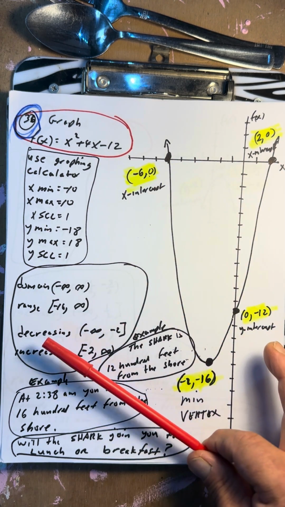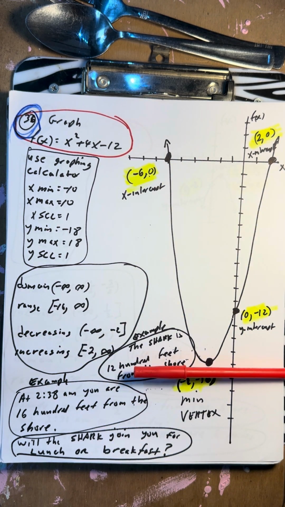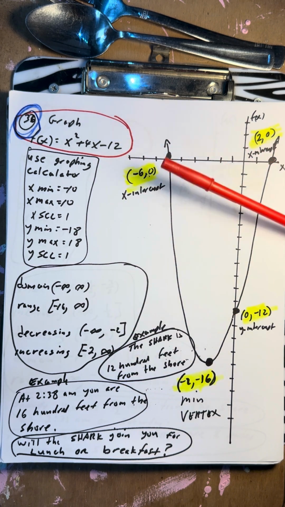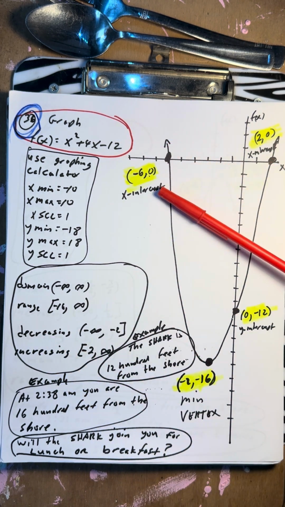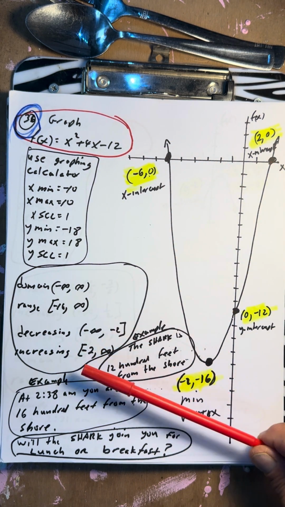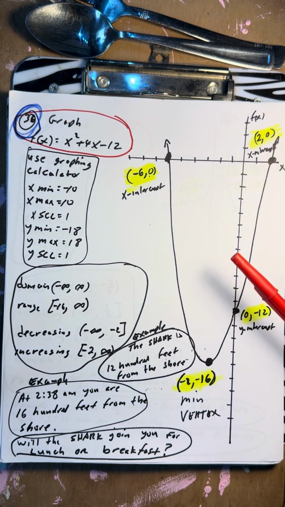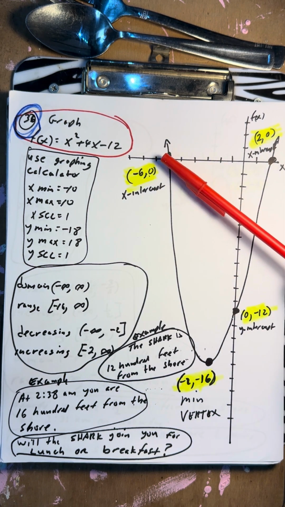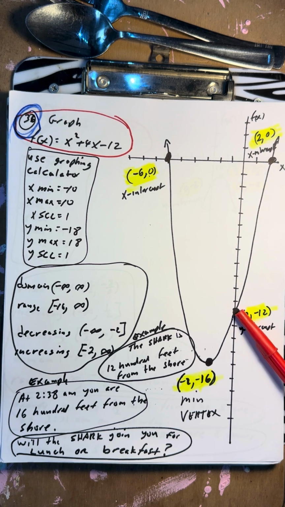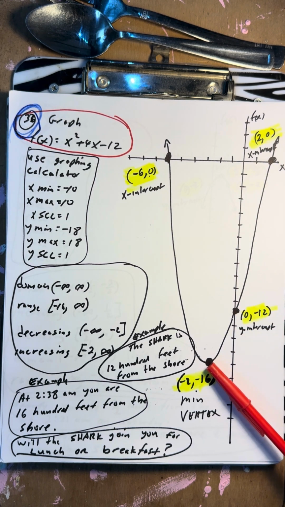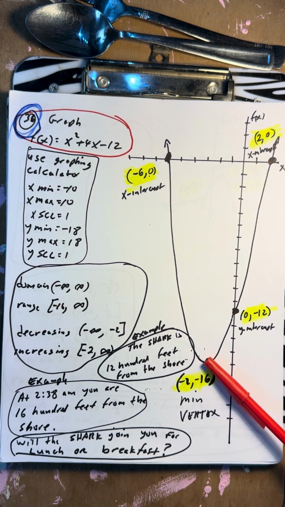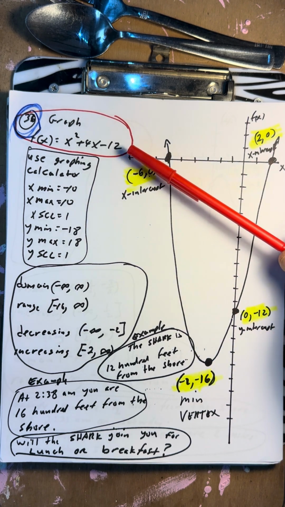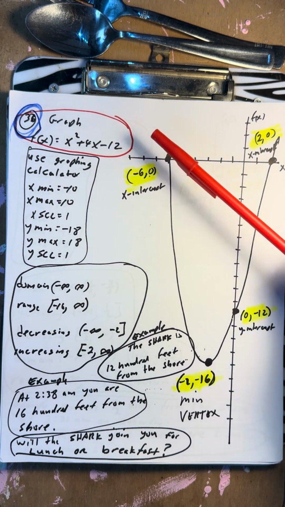Domain, left and right: negative infinity to infinity. Range, from the bottom, it's going to go from negative 16 up. It's decreasing right here, okay. Increasing right here, going up. Okay. So the x-intercepts, the y-intercept, and this is also the min or the vertex of this. We'll put it in the graphing calculator.